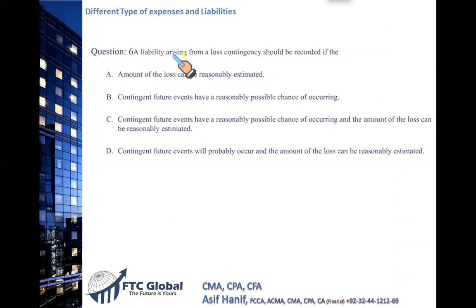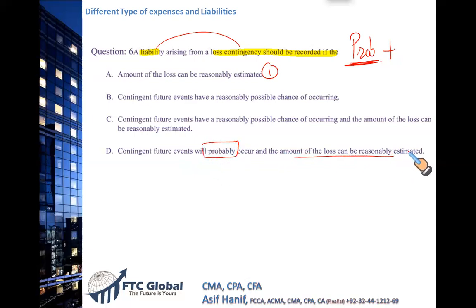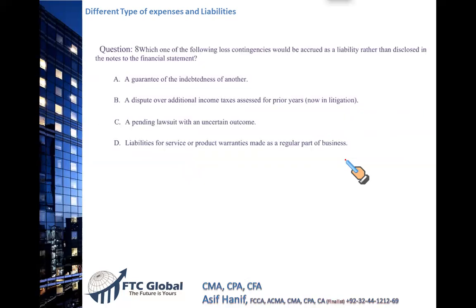A liability arising from a loss contingency, what should we do with it? We have just discussed that the amount is reasonably estimated. That is one part of it, not the second, because we will consider a loss contingency only when two conditions are met. Number one, the probability. Mind the word probability. It is probable that this will occur, plus the amount can be reasonably estimated. Absolutely, Fahad, Talha, you are absolutely right. The contingent event will most probably occur, and the amount of the loss can be reasonably estimated. These two conditions must exist simultaneously for us to recognize it as a loss liability. So that makes D the correct option. Next.